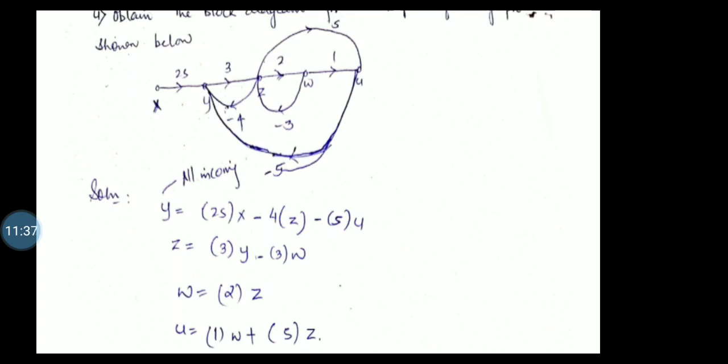Now we'll go for z. Z, how many are incoming? 3 into y minus 3 into w. Now we'll go for w. W is equal to 2 into z incoming. U is 1 into w plus 5z.